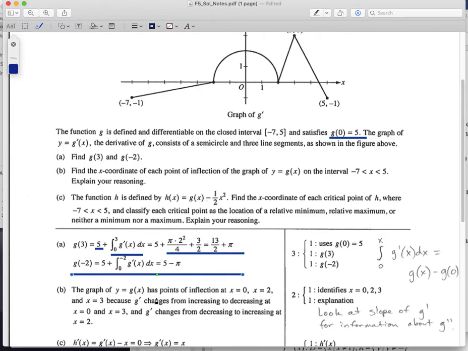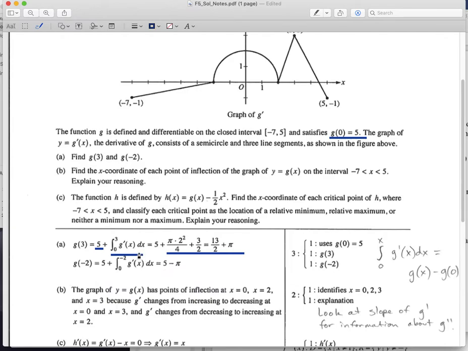G of negative 2, the only thing that's tricky about g of negative 2 is that this area from 0 to negative 2, the area of this half circle, has got to be negative. Even though that area is above the x-axis, you're integrating from right to left, so that makes it a negative number. So this definite integral from 0 to negative 2 has a value of negative pi.